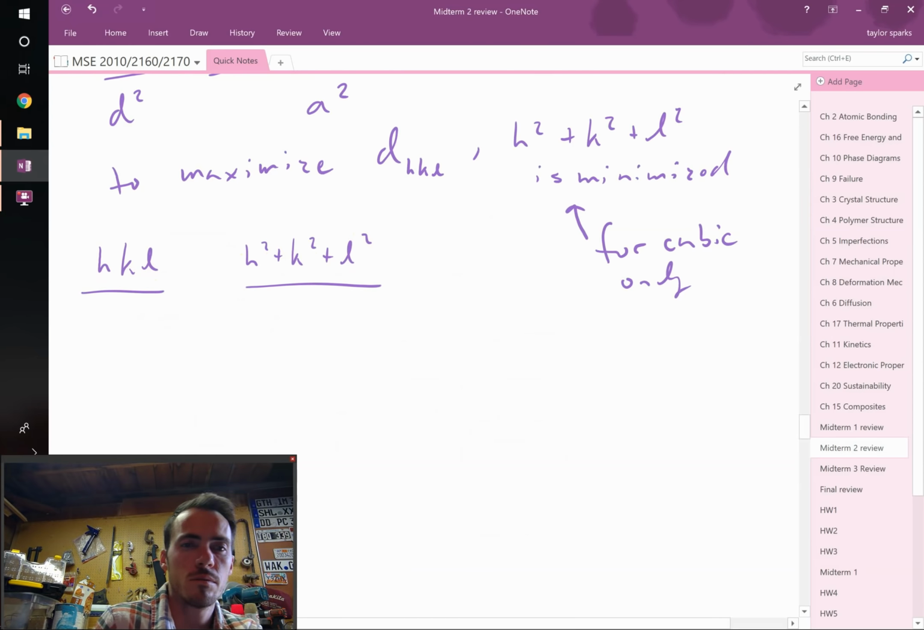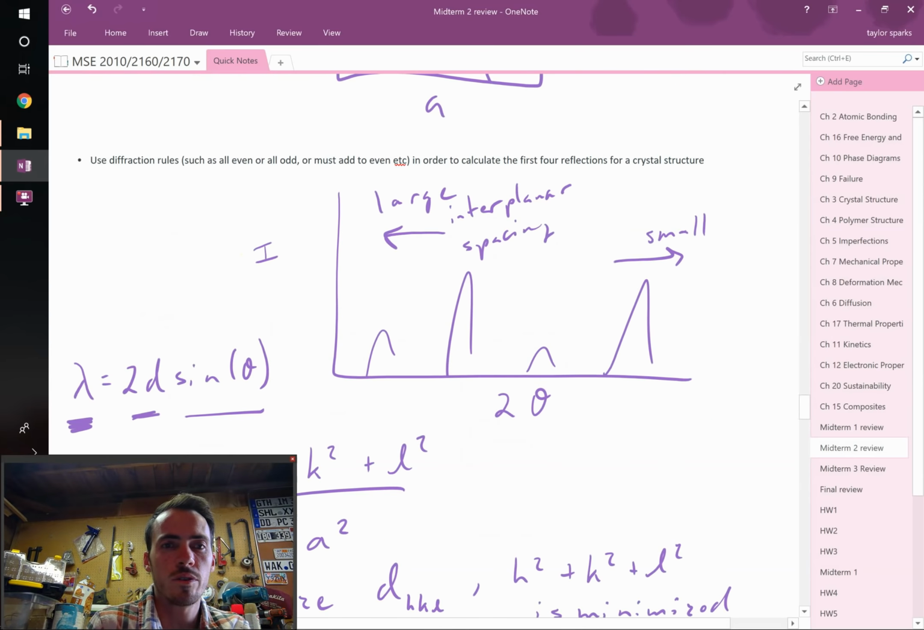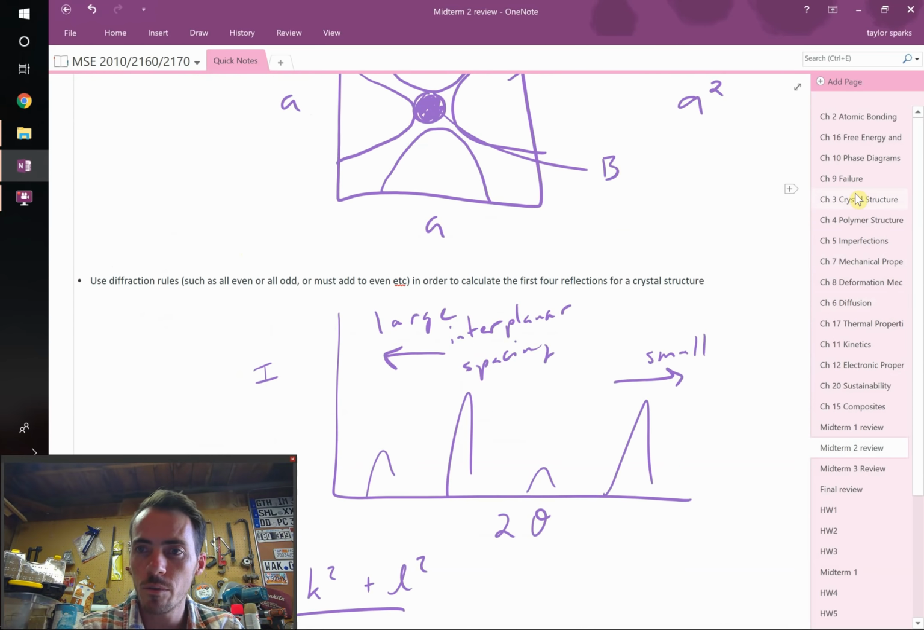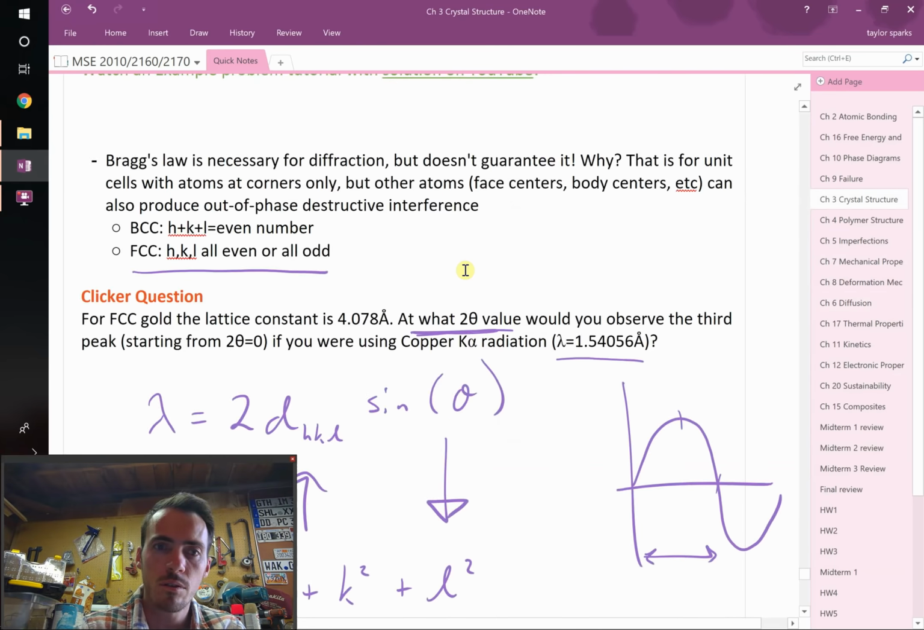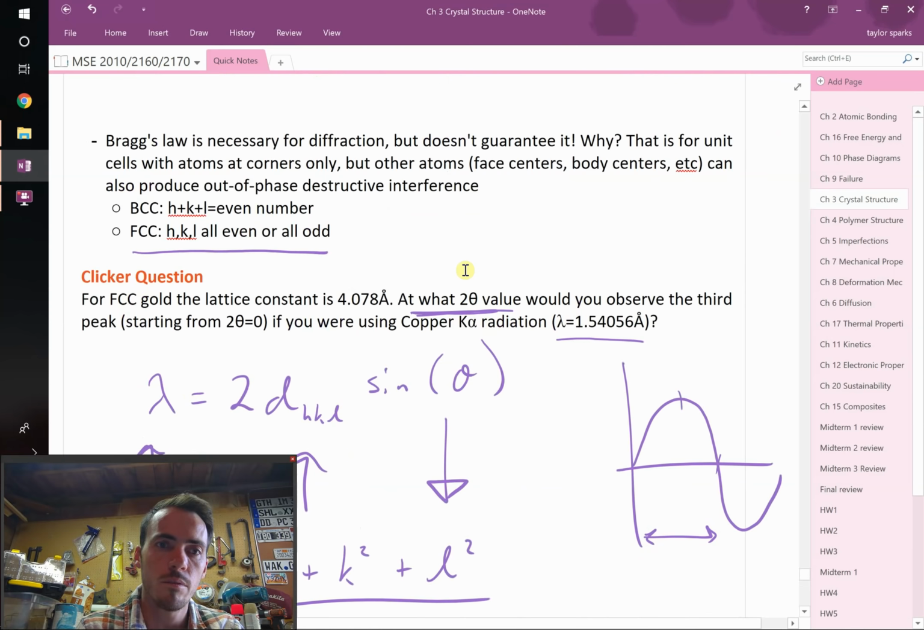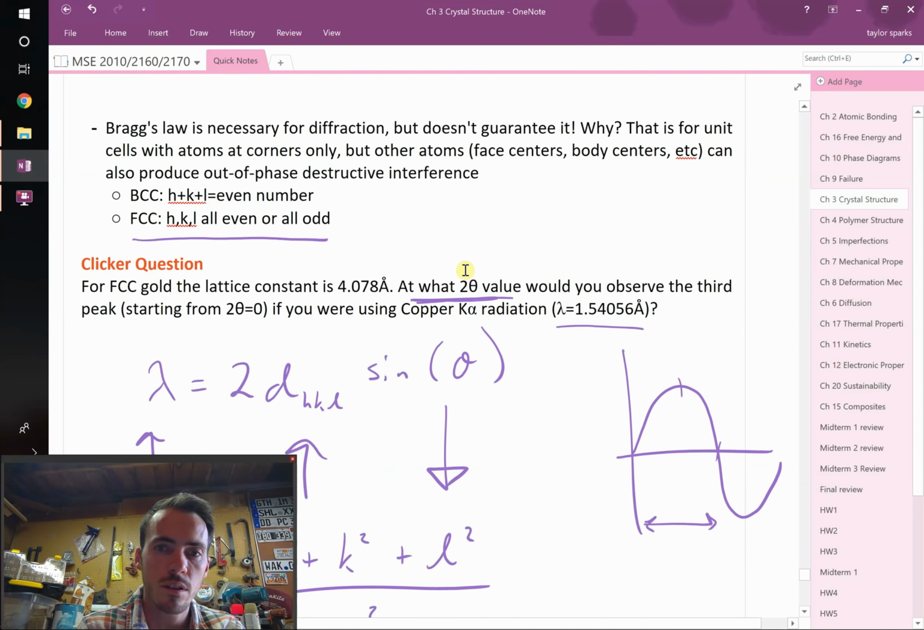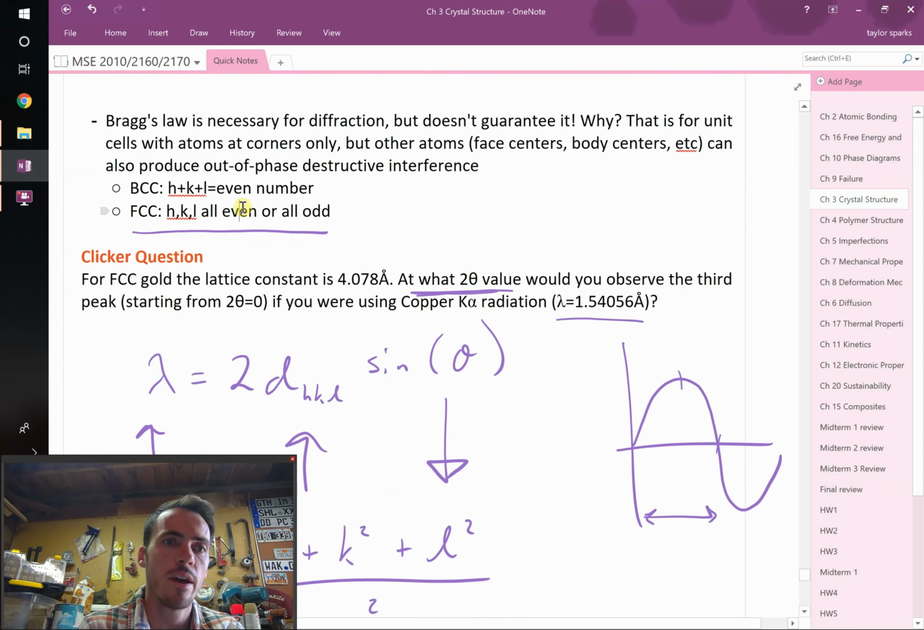So what's the rule we want to follow? Which one did we do in class? Let's do the other one that we didn't do in class. In class, we did an example for FCC, where the indices had to be all even or all odd. Let's do the one where they have to add up to an even number. Let's do the other one.